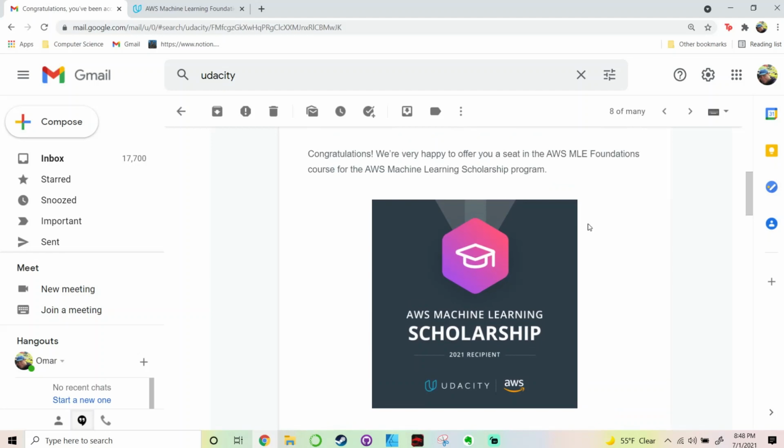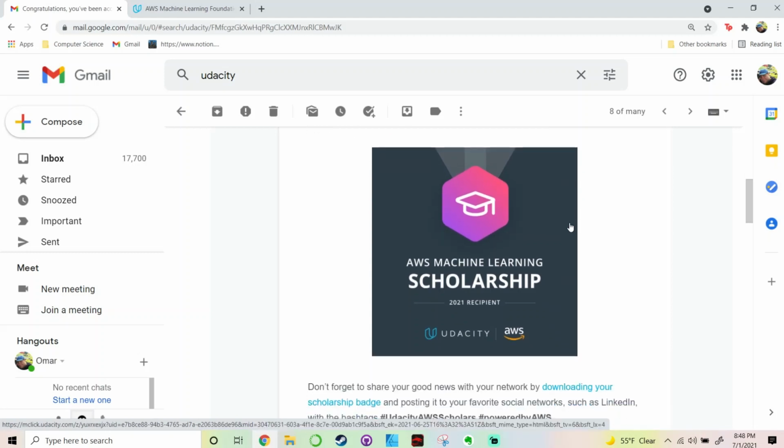So after filling up a form that is basically a three-parter that took about 15 minutes to fill, apparently that's not it. You're supposed to go through some sort of round, and at the end of it, you're supposed to take some sort of exam. And in this exam, you have to score above 90 in order to get through to the next round. This will give you a better chance at getting this machine learning scholarship by AWS and Udacity.